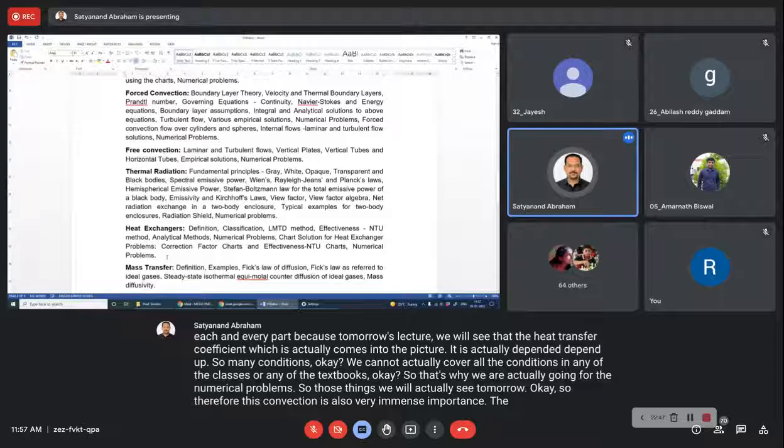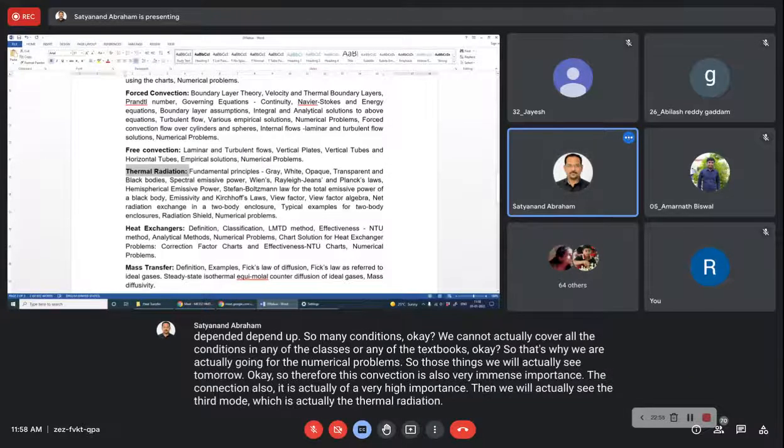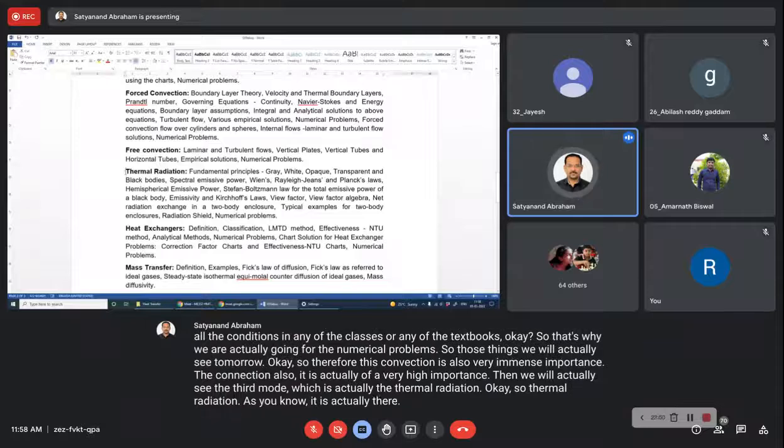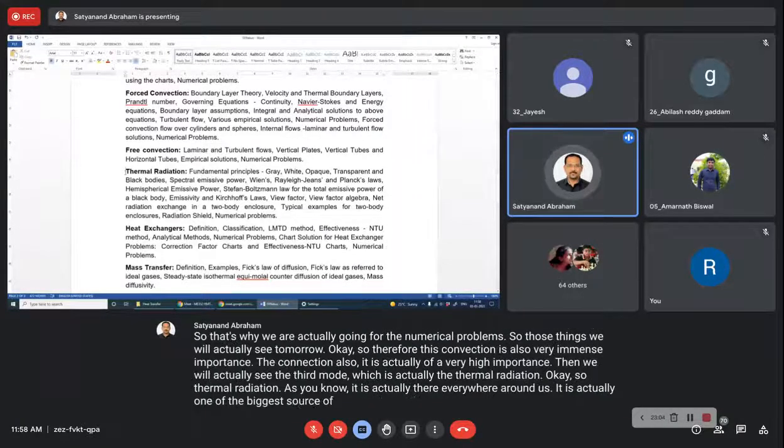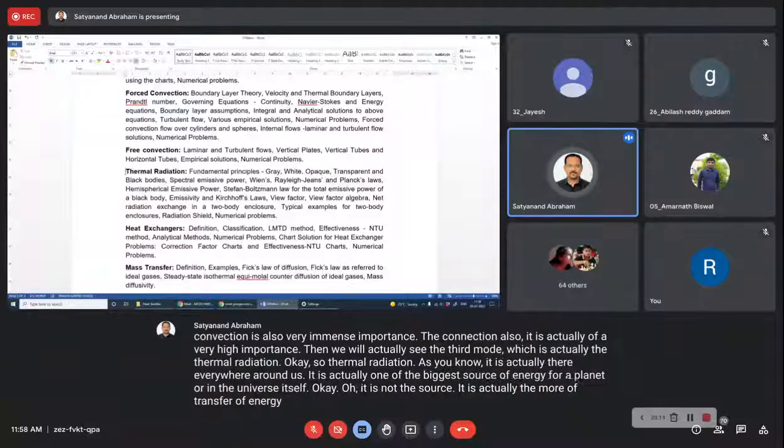The conduction is also of very high importance. Then we will see the third mode, which is thermal radiation. Thermal radiation, as you know, is there everywhere around us. It is one of the biggest sources of energy for a planet or in the universe itself. Or rather, it is not the source; it is the mode of transfer of energy in the whole universe.